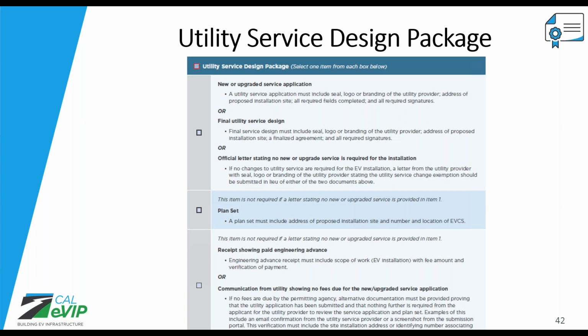Next, you're going to need a copy of the plan set. And finally, you're going to need a receipt showing that you have paid the engineering advance. Again, we need to be able to see the verification of payment and match that to the new or upgraded service application itself. Again, just like in the permitting scenario, if no fees are due at the time that you submit a new or upgraded utility service application, we just need some sort of alternative documentation showing that your application has been submitted and you are waiting for the utility service provider to review it.